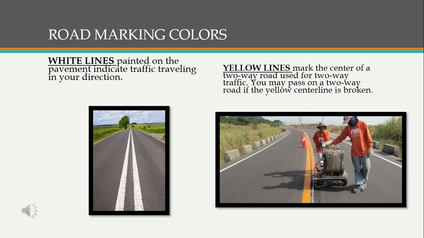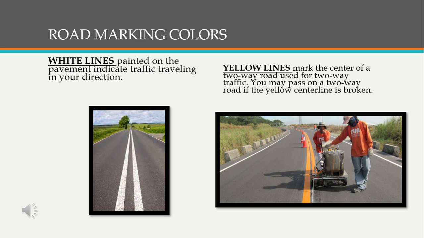So let's proceed to road marking colors. As you can see in the roads, there are two specific colors in the lanes, right? The white lines and the yellow lines. So what are white lines? White lines are painted on the pavement indicating traffic traveling in your direction.